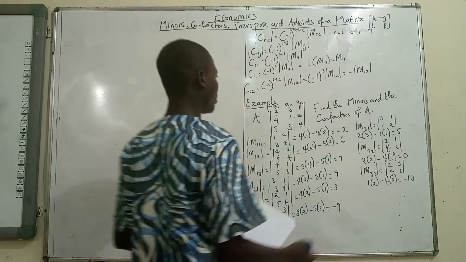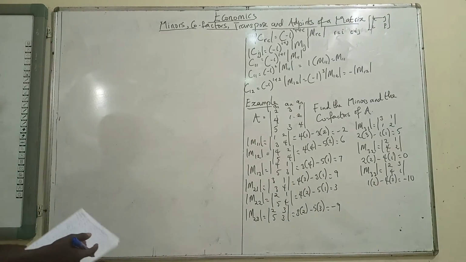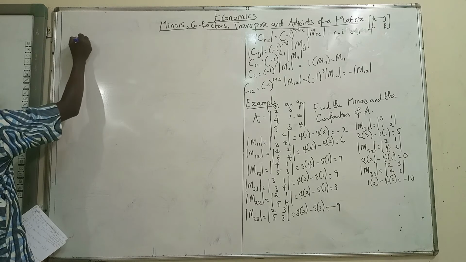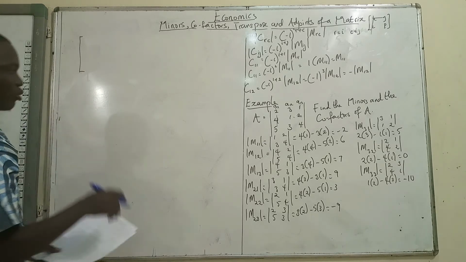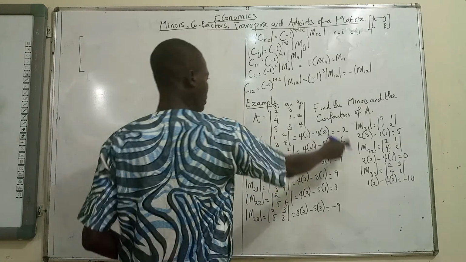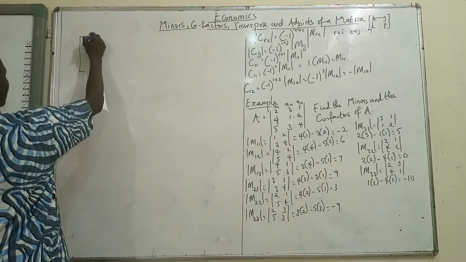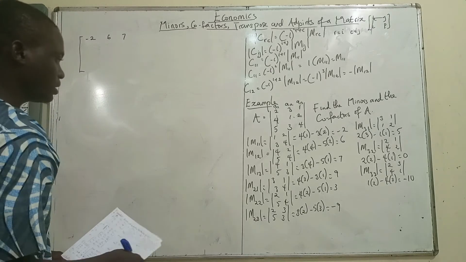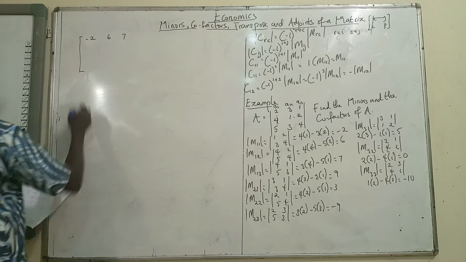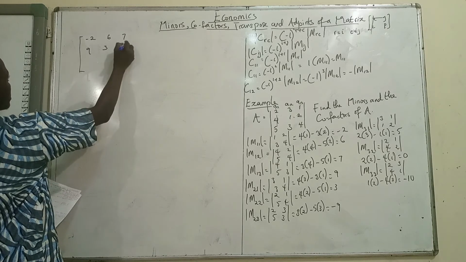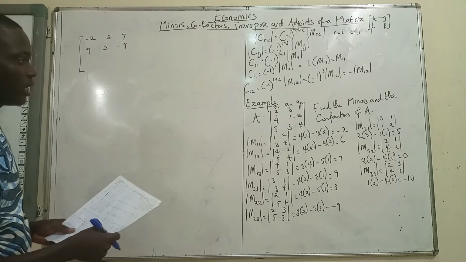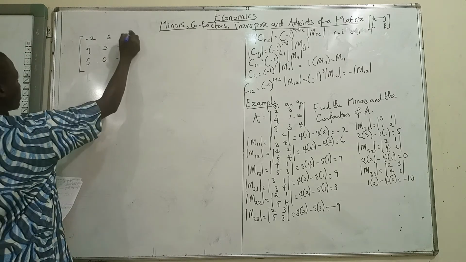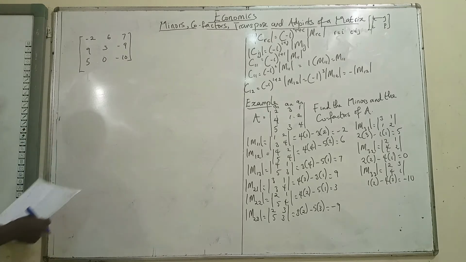So we are done. What we just have to do is arrange this. We have a minor matrix: M11, M12, M13, which is minus 2, 6, and 7, followed by 9, 3, minus 9, then followed by 5, 0, minus 10. So this is our minor matrix.